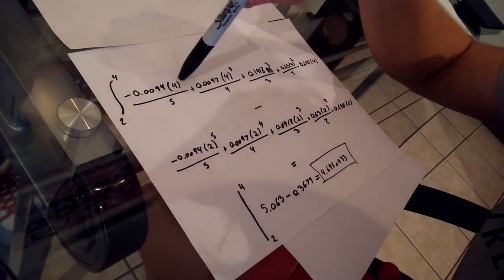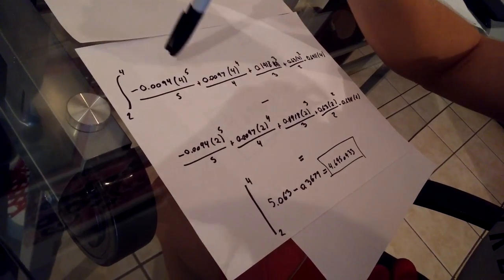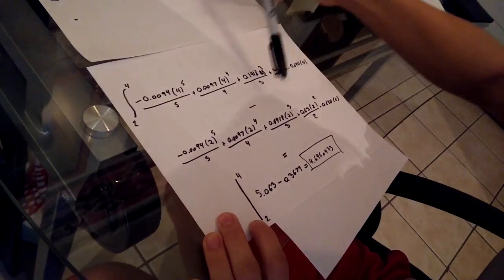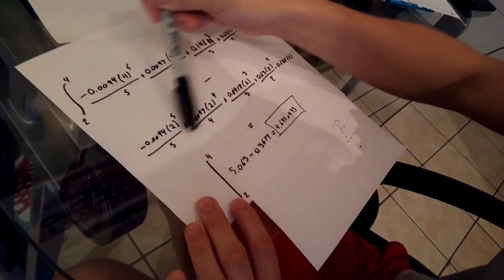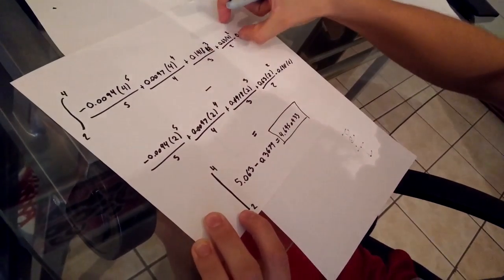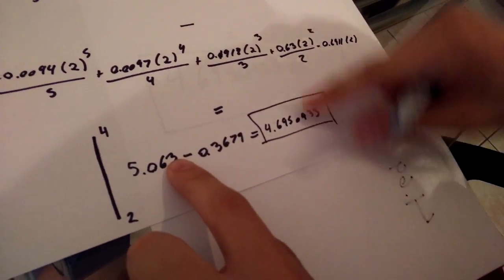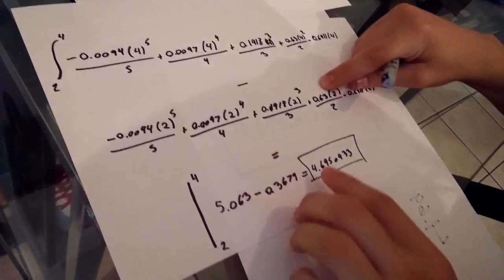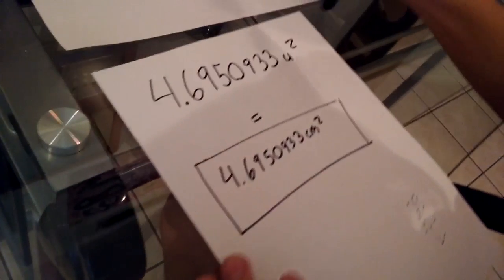So we use this formula with the 4, changing the x in all the formula with the 4 because it's the first number we're going to use since it's the bigger one. So instead of the x we have the 4. We did this, and we're going to subtract with the same formula, but instead of the x, we're going to have the 2. After setting this in the calculator and subtracting, the first 5.063 from the first one, minus 0.3679 from the second one, gives us 4.6950933, which is a unit squared because it's an area.